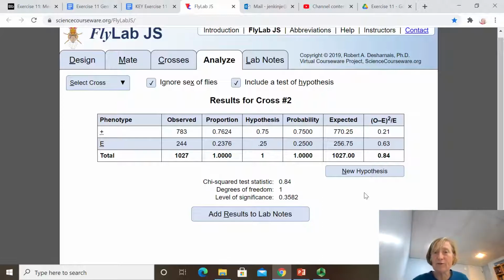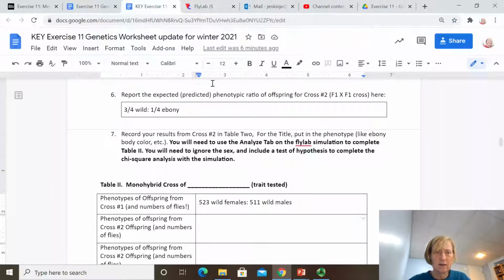Anything bigger than 0.05, we can say that the observed data fit well with our expected data. We don't reject our hypothesis. So I'm pretty happy there. I'm going to fill that in as a conclusion in question 9 for our monohybrid cross. And then I'm ready to move on to our second cross.